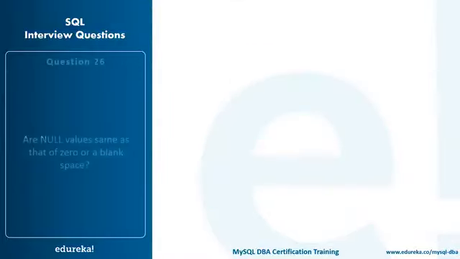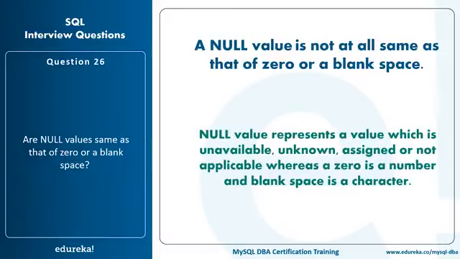So now let's move forward to our next question, that is, are null values the same as 0 or a blank space? A null value is not at all the same as a 0 or a blank space. A null value mainly represents a value which is unavailable, unknown, unassigned, or not applicable, whereas a 0 is a number and a blank space is a character. So if anybody asks you if null values are the same as 0 or blank space, please say no. Because null is basically anything which is unavailable, unknown, unassigned or not applicable, whereas a 0 is a number and a blank space is a character.